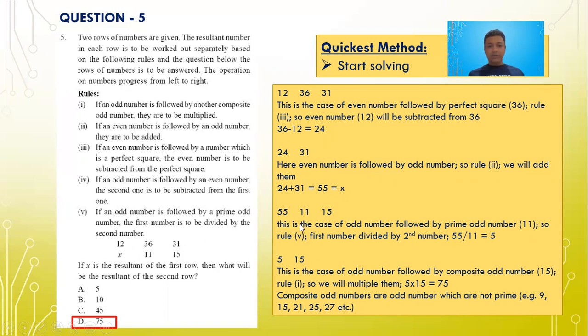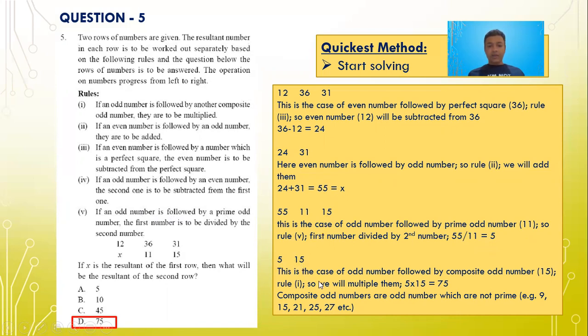This is the case of an odd number followed by a prime odd number, isn't it? 55 is an odd number followed by a prime odd number. A prime odd number is an odd number which is prime. So rule 5: if an odd number is followed by a prime odd number, then the first number is to be divided by the second number. So 55 is to be divided by 11. 55 divided by 11 is 5. So the two numbers are 5 and 15.